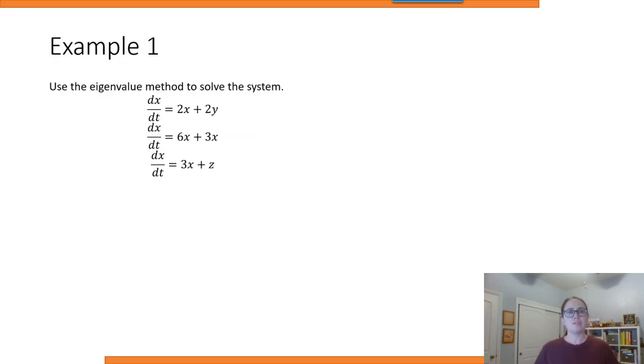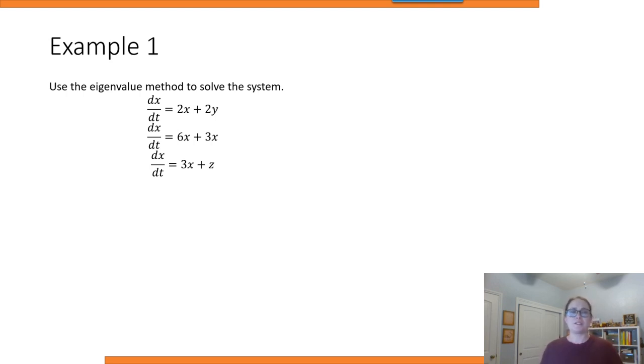Okay, I have this system and I need to use the eigenvalue method to solve it. I have the equations dx/dt equals 2x plus 2y. There's a typo on that one. dx/dt equals 6x plus, I believe that's supposed to be 3y. And then dx/dt equals 3x plus z.